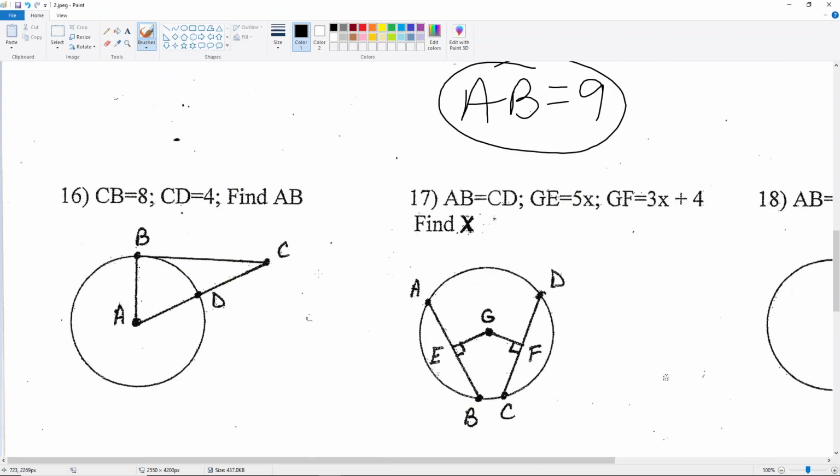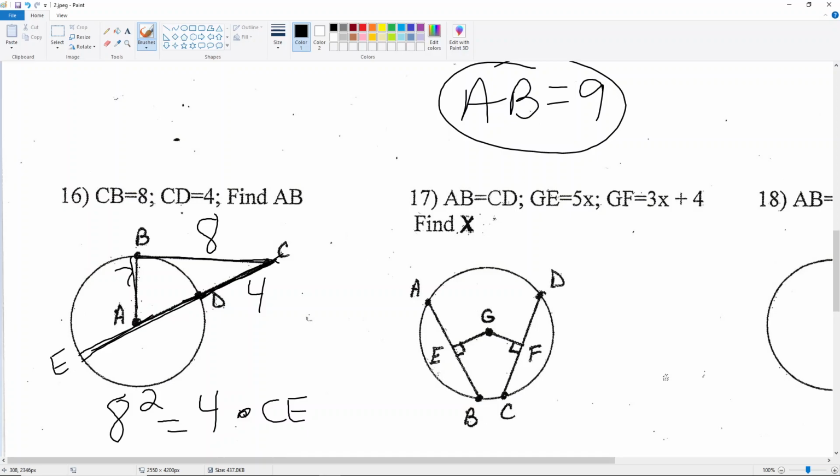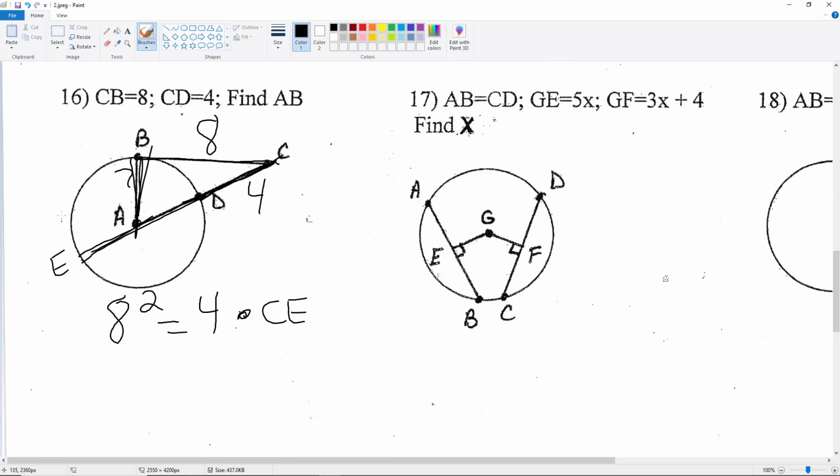All right, CB is 8. CD is 4. Find AB. All right, we're going to use that segment tangent thing again. BC, the tangent squared, equals the outside part here, 4, times this whole thing. So again, we'll call this CE. And then once we know CE, we can subtract 4 from it, and then we'll know the diameter. We'll divide that by 2, and then we'll have AB, which is the radius.